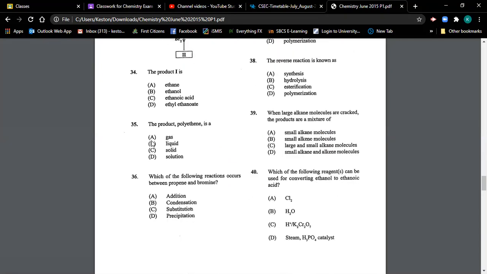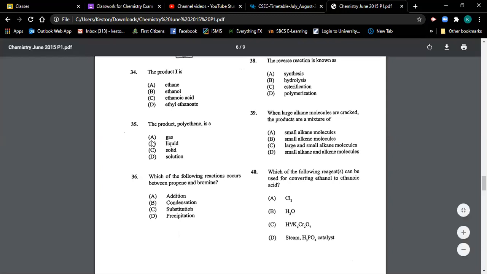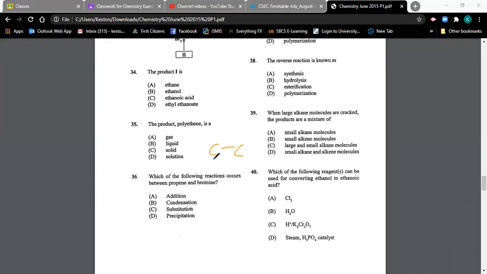36. Which of the following reactions occur between propene and bromine? What's going to happen there? Propene is an alkene. And bromine is going to do what? That's kind of like what I just showed you there. Substitution? Nope. Substitution is for alkanes. Alkanes would look like this. Like ethane would be like this.